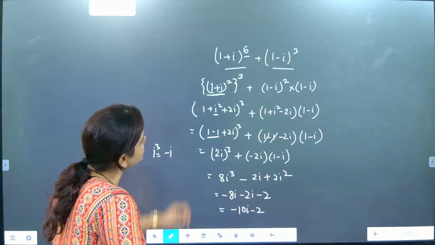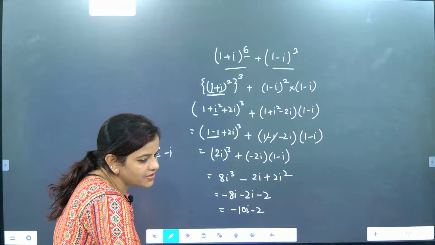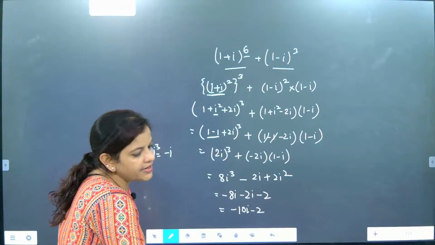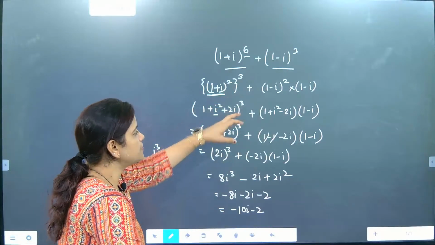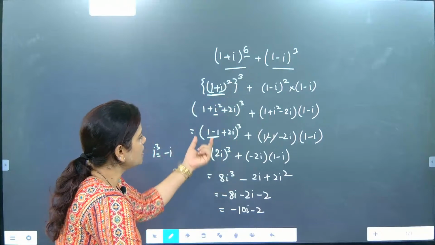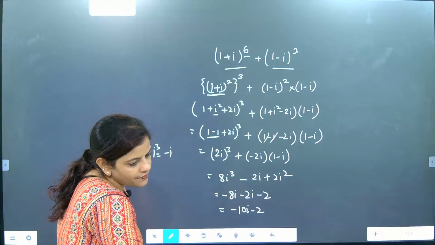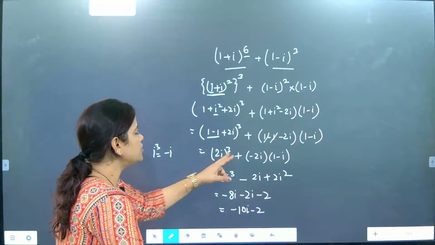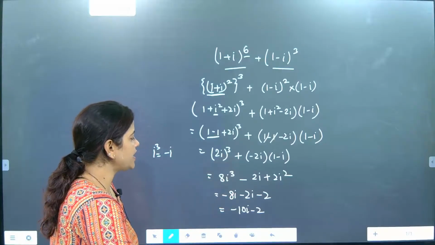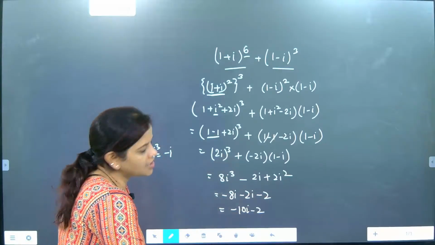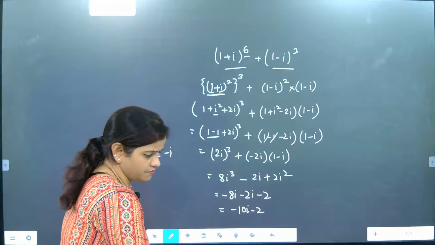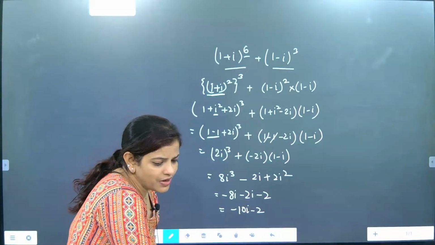So, beta, these questions will be coming, miss, a little trouble will come. But with your presence of mind, it will become very easy. Once you are taking 2i inside, (a plus b) whole square, when you are taking the cube, one term is already getting cancelled. Once this term is getting cancelled, 2i cube is coming, so it will become 8i cube. 8i cube will become minus 8i minus 2i. So it will become minus 10i minus 2. Did you understand this part?